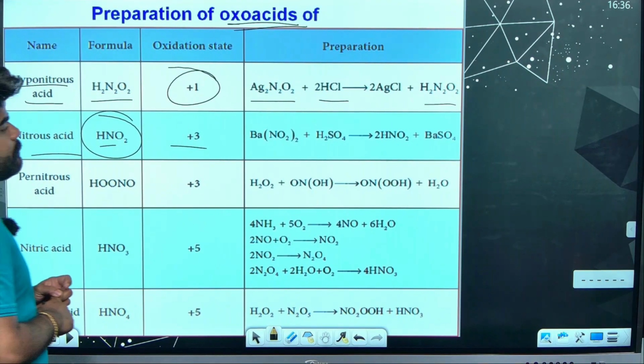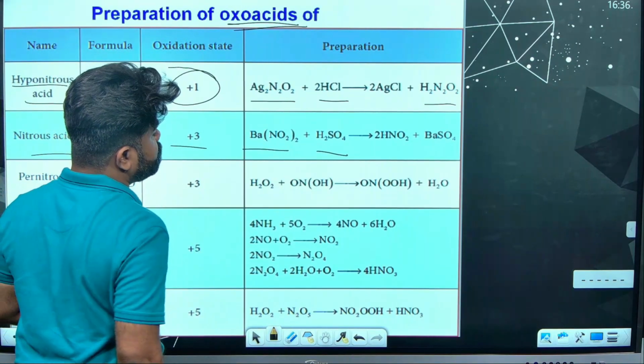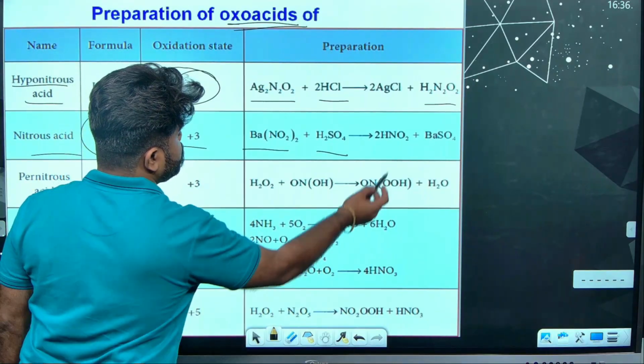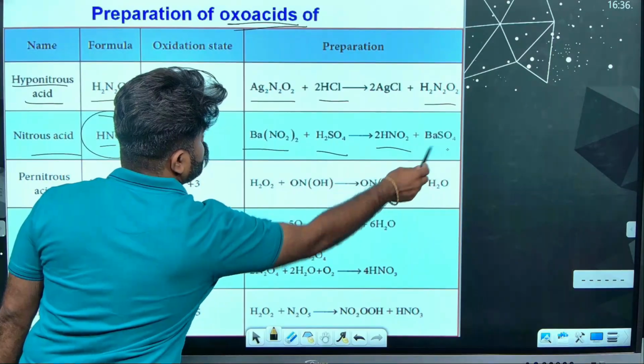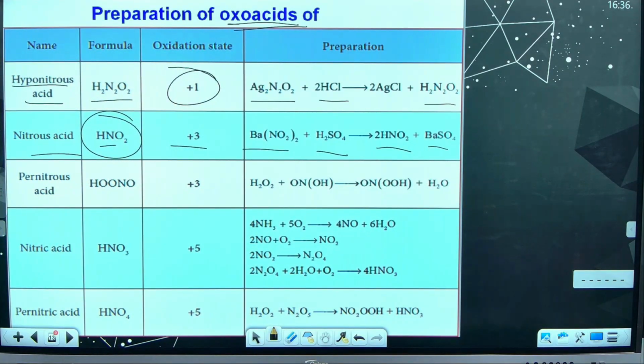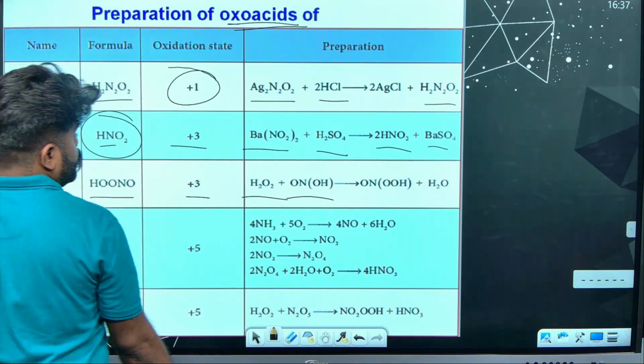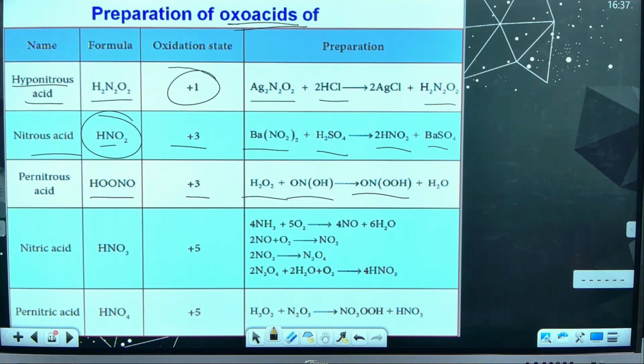Here you see that when you take barium nitrite and sulfuric acid and treat them, you get HNO2 along with barium sulfate. Similarly, pernitrous acid, whose molecular formula is given as HOONO, in which nitrogen's oxidation state is +3. When you treat H2O2 with NOOH, you get pernitrous acid.